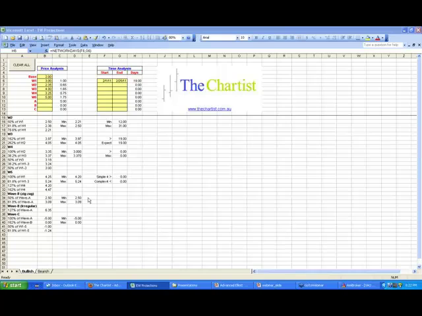Question from Brian, does an irregular wave B projection mean a running flat or a flat? It means a running flat. It's an irregular pattern. Yeah, it's a running flat.